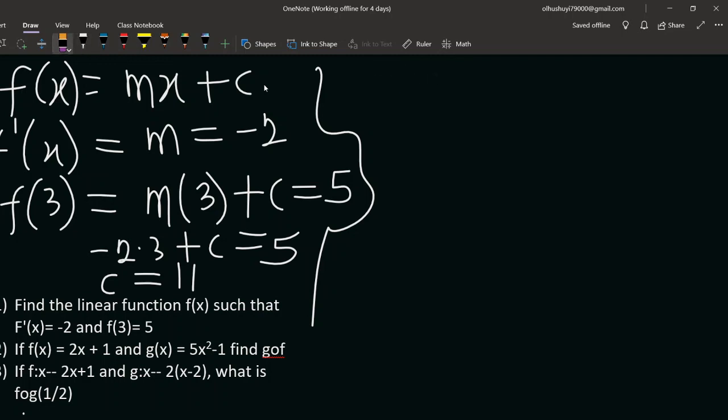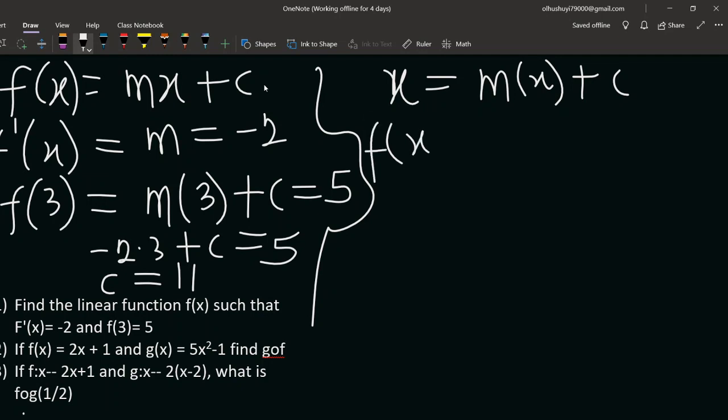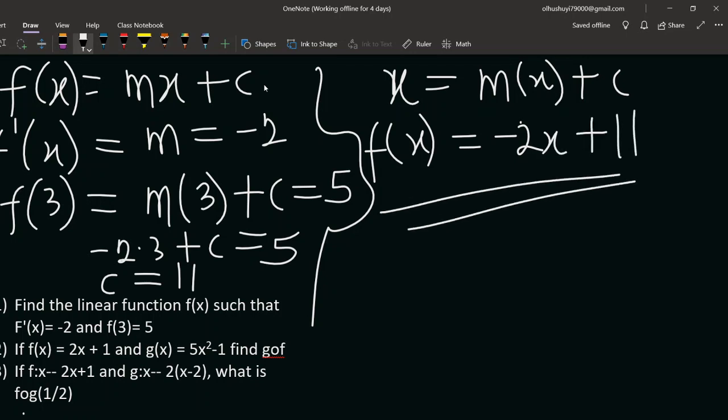Okay, let me just write. So substituting for m and c, you have f of x to be equal to mx plus c. And that means what? You have f of x to be equal to what? m is minus 2, so you have minus 2x plus 11. So this is a function that you should have, the function that we are looking for. The next question, please.